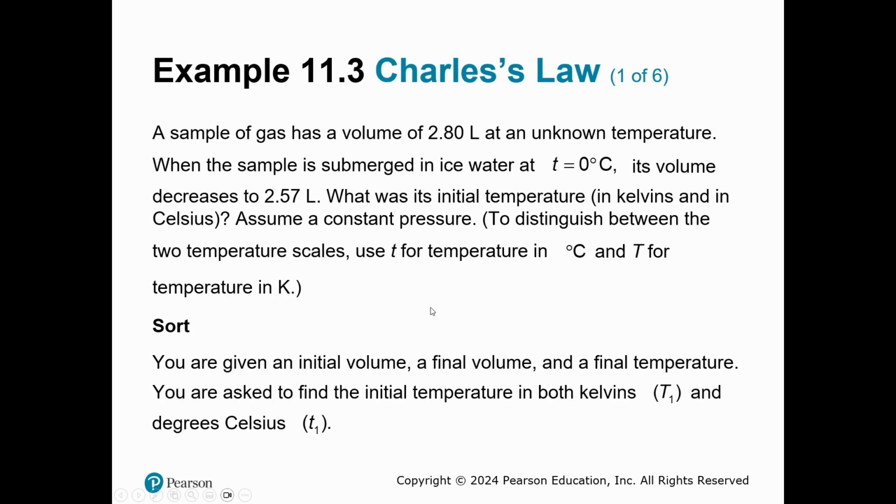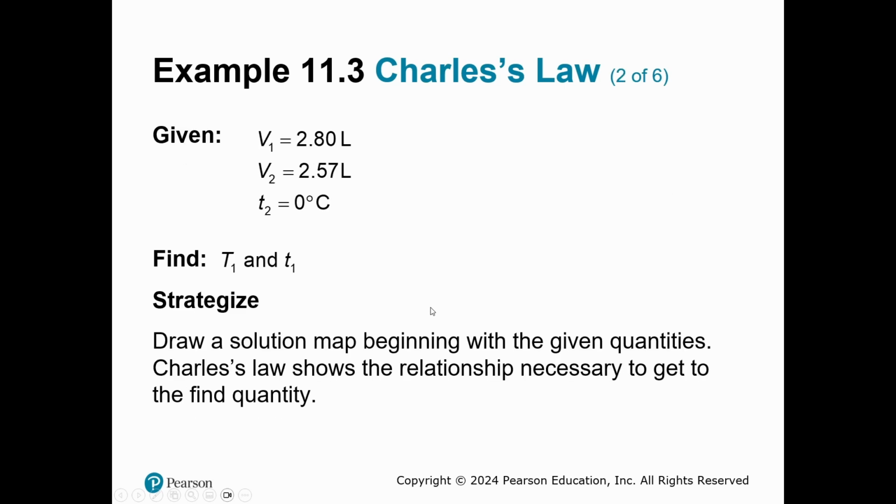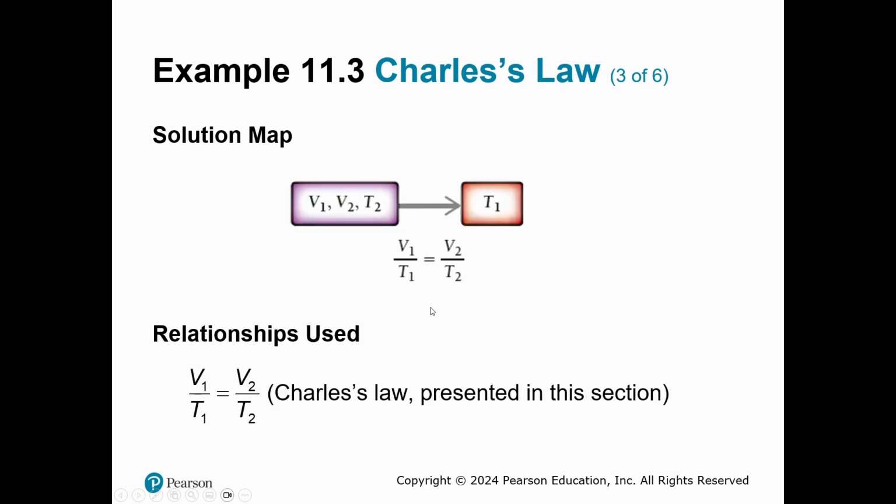So Charles' law is the next one. Charles' law relates temperature and volume. So as temperature increases, so too does volume. So this has a slightly different relationship. Before we had an indirect relationship, now we have a direct relationship. And so direct relationships are in this fractional type of notation. So V1 over T1 equals V2 over T2.